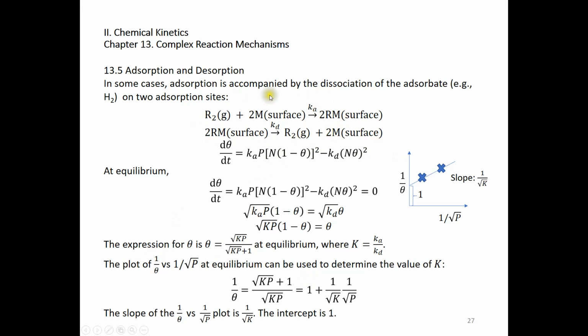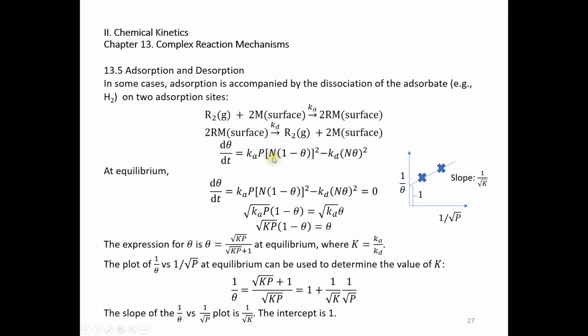So over here we have two equations. One is this R2, for example a diatomic molecule, reacting with two unoccupied sites to form 2Rm, and 2Rm can become this R2 in the gas phase and two unoccupied sites. In this case we can still write out the expression of d theta over dt. Again, what's the meaning of theta? Theta is the percentage of the occupied sites. How does that change? Over here we have the adsorption rate minus desorption rate.